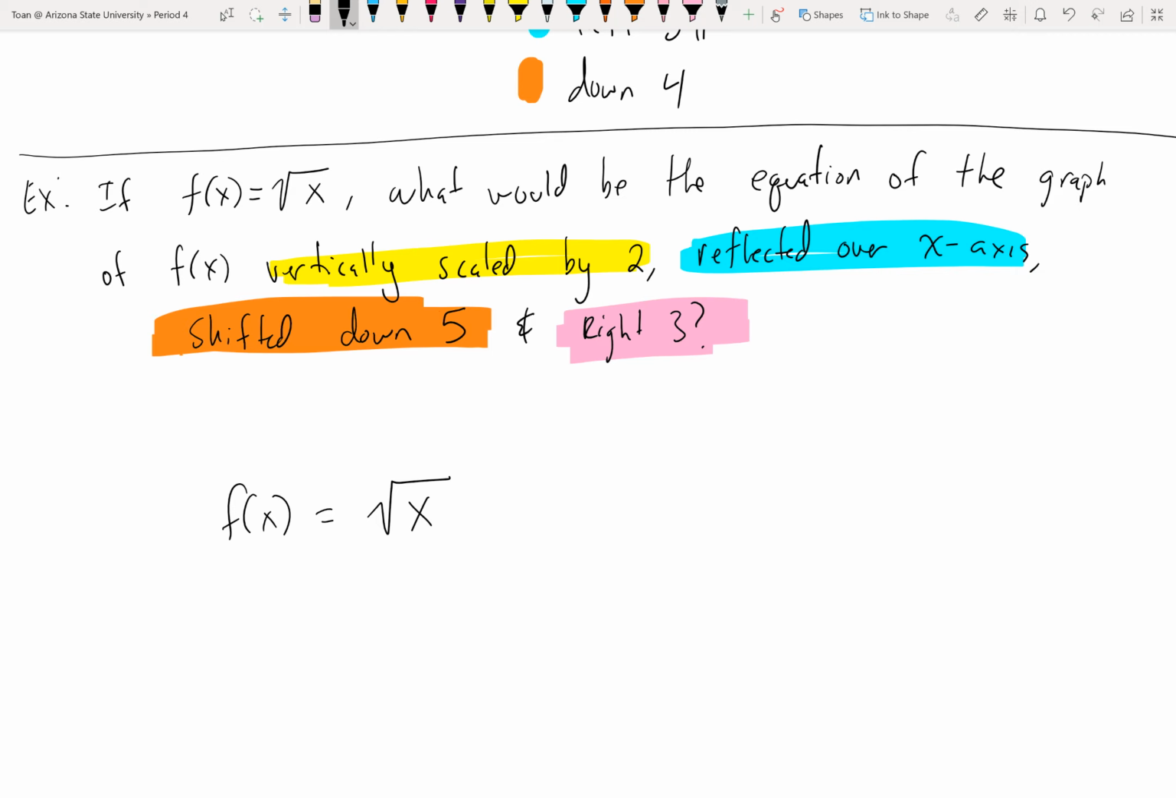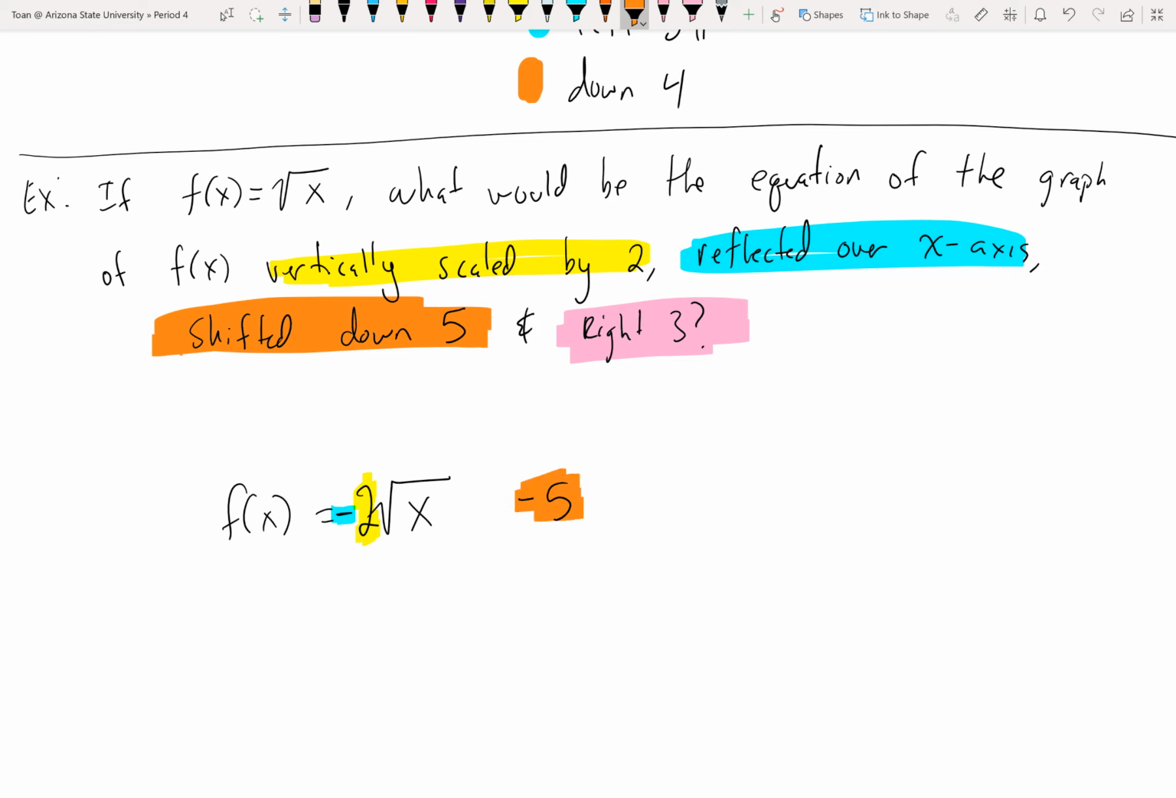And then you just have to know your chart. All right, let's start with the yellow. How do I scale something by 2? Just multiply by 2. Multiply the x or the whole function? The whole function. So there is your scaling by 2. How do I reflect over the x-axis? Make it a negative, yeah. How do I shift it down by 5? Minus 5. To the whole function or directly to the x? The whole function. So there's your minus 5.